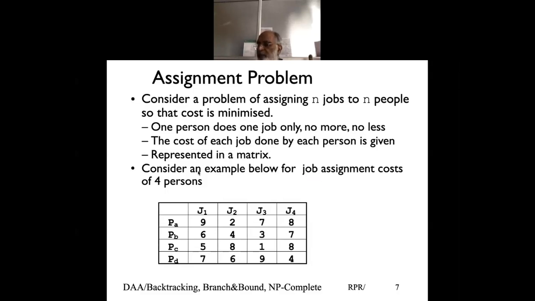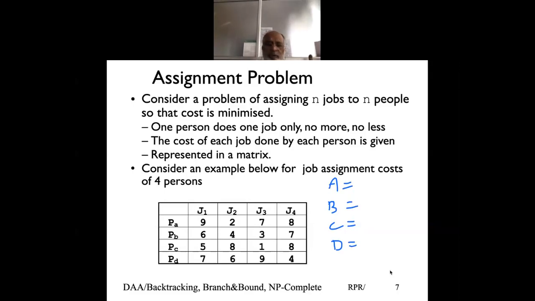Person A should be given which job, person B which job, C which job, and D which job. My constraint is one person does only one job, and one job is done by only one person. So no person can do two jobs, and no job can be done by two persons. Given this cost, can you tell me what the job assignment can be so that I find the minimum cost? Spend 2 minutes and give me your solution, and then we will tell you how we solve this problem using the backtracking approach.